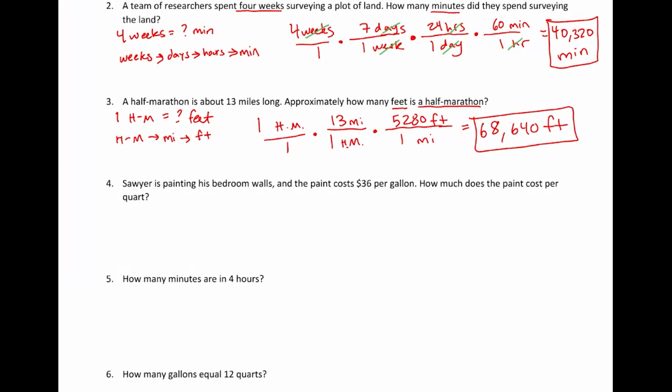Number 4 says Sawyer is painting his bedroom walls, and the paint costs $36 per gallon. How much does the paint cost per quart? Okay, so we're going from gallons to quarts. So this is going to actually be a little bit of a multi-step problem because this is a rate problem. So let's start with converting gallons to quarts. Okay, so we're going from 1 gallon to 1 quart here.